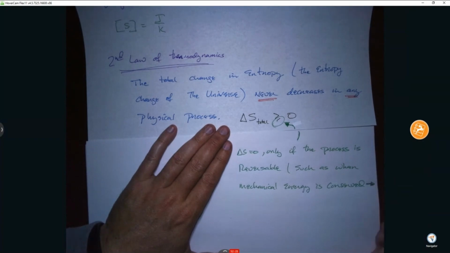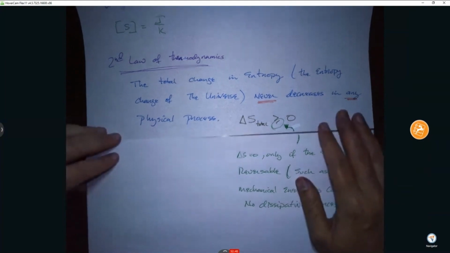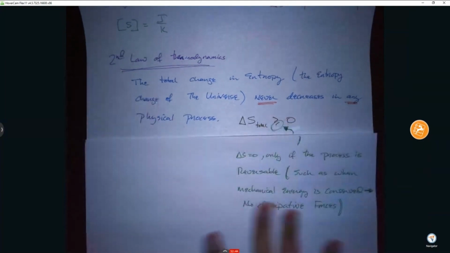And so the implication here is that there are no dissipative forces. So that means no friction, no air resistance, none of that. If that's true, then we can keep the entropy the same. The entropy doesn't change, and so I think that's generally a pretty good way to do this.